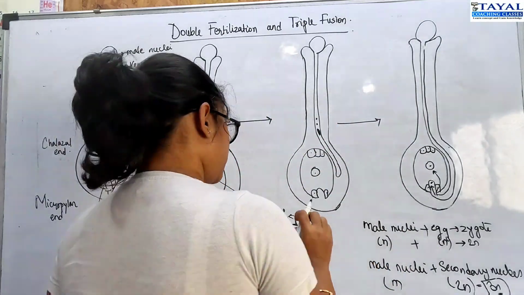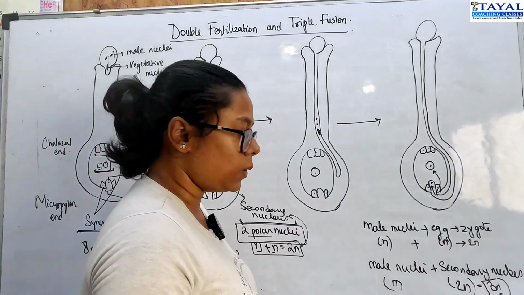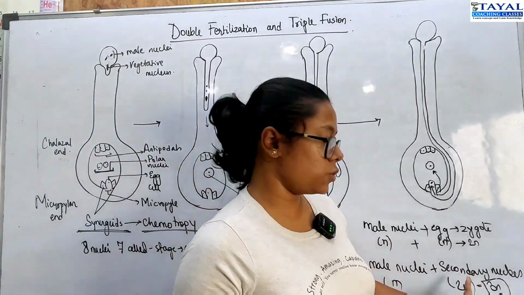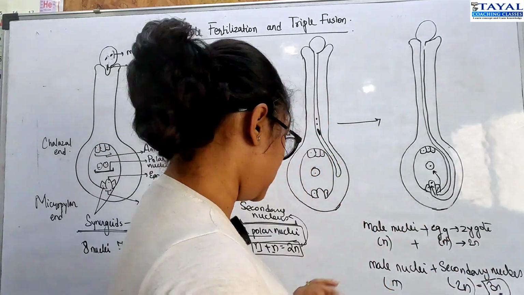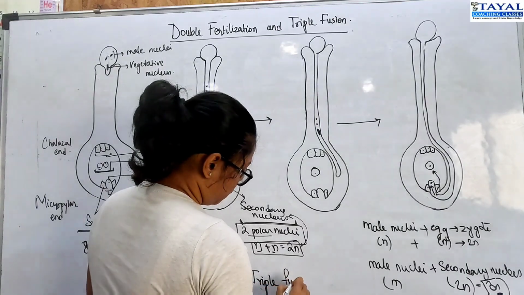During the formation of the primary endosperm nucleus, because already there is a fusion of two polar nuclei and then a further fusion with the male nuclei, so three things fusing, therefore it's known as the triple fusion.